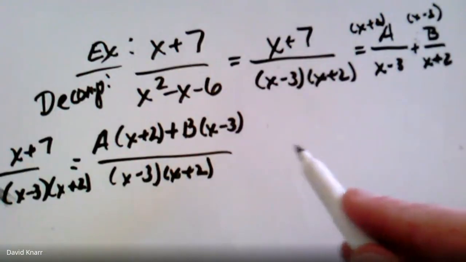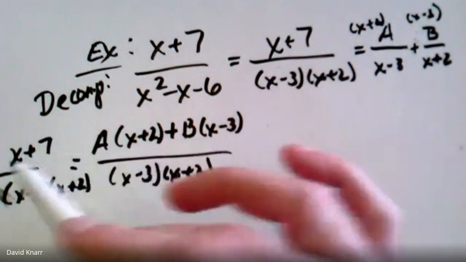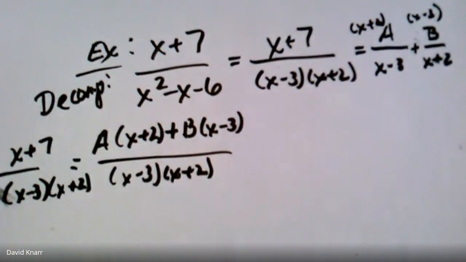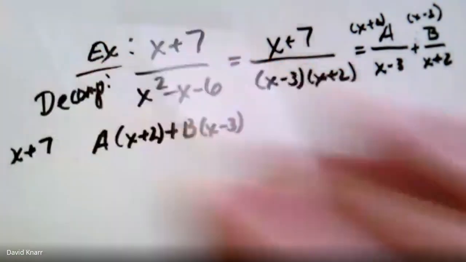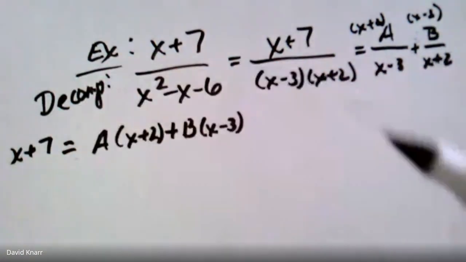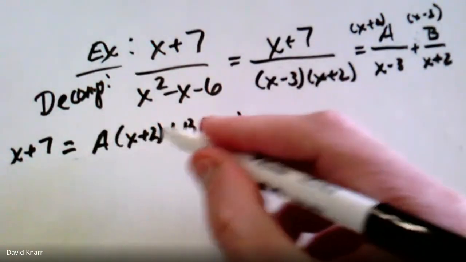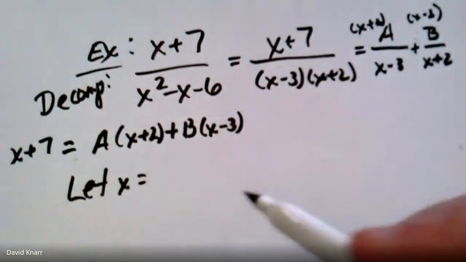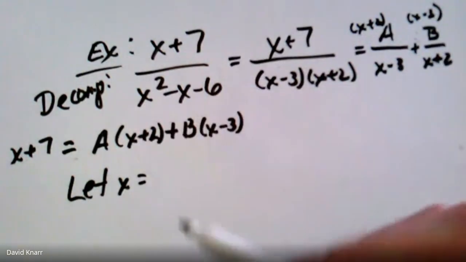Now, what do you want? The denominators are already equal. You want the numerators to be the same. So let's just erase the denominators. And now I want the numerators to be the same: x plus 7 equal to A(x plus 2) plus B(x minus 3). Now we're going to pick values of x, be smart about it, so that you get either A to zero out or B to zero out.